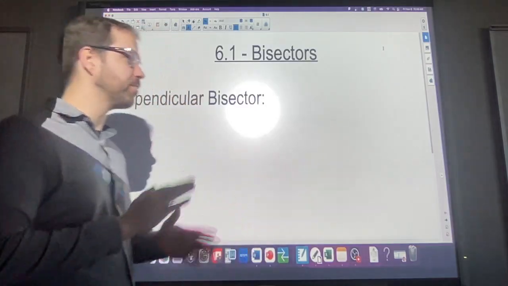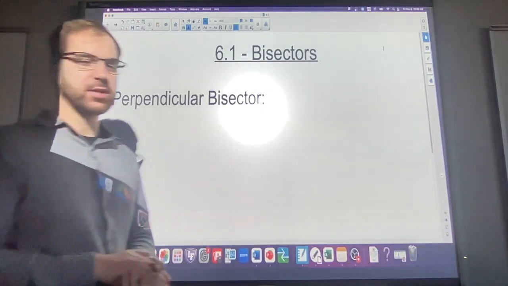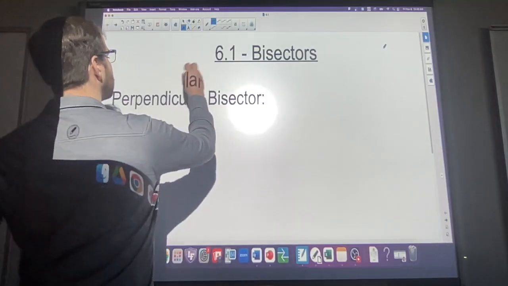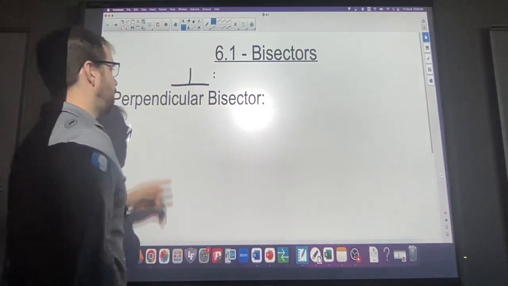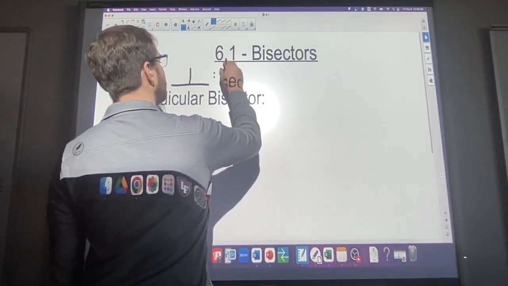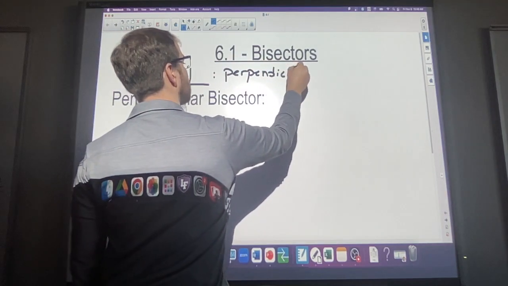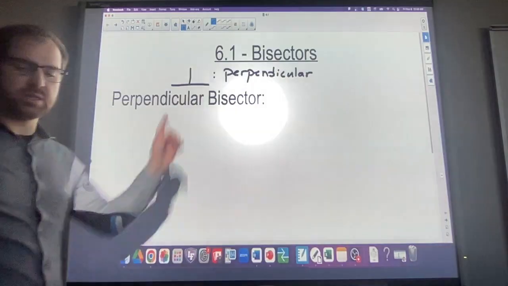to talk about today. So first thing we have to know is what is a perpendicular bisector, which we should have talked about a couple times at this point in the year, but just to make sure we're all on the same page, we'll talk. Okay, this symbol here we've used before. This means perpendicular, which means they have to cross at 90 degrees. Okay, you'll see this symbol a lot.